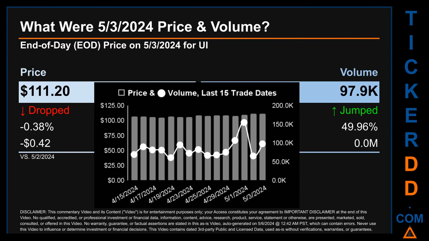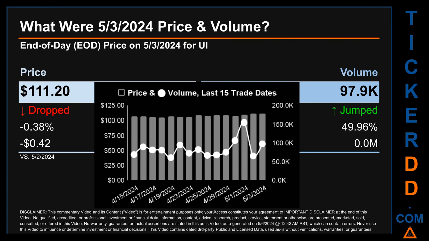What was end-of-day price and volume for UI? On Friday, May 3, 2024, UI had an end-of-day price of $111.20 and volume of about 0.1 million. Compared to the previous trading day, the price dropped 0.38%, losing 42 cents, while volume jumped 49.96%, increasing about 0 million. The graph shows price and volume for the last 15 trade dates.